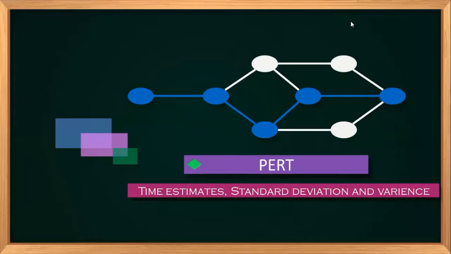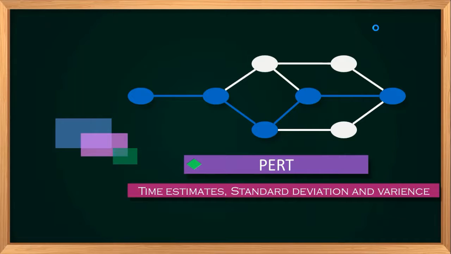Hello everyone. In this video we will learn about PERT, Project Evaluation Review Technique, a technique which is used for analyzing networks. It's a part of project management. Today we will learn about how we can get the time estimate for PERT, and the mean, standard deviation and variance of the PERT analysis.